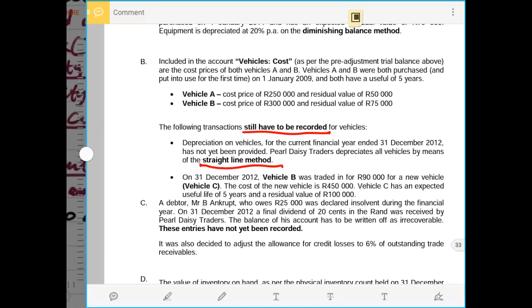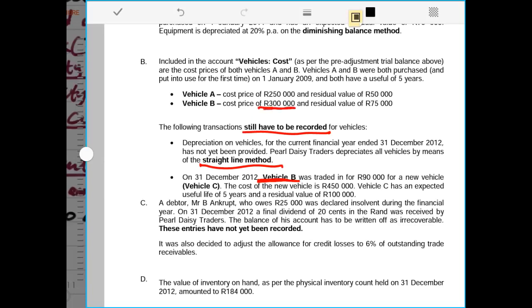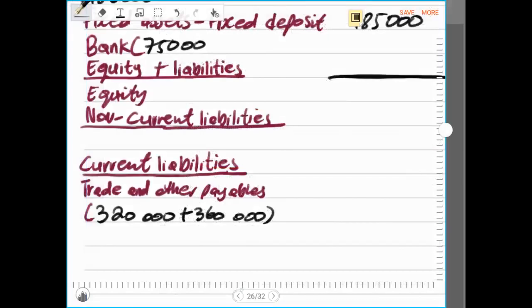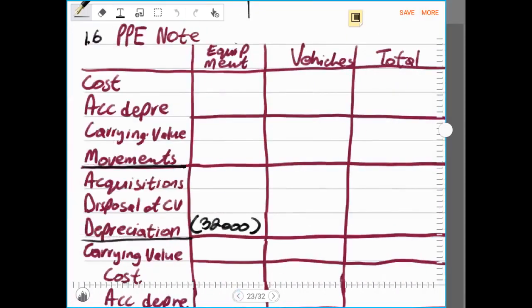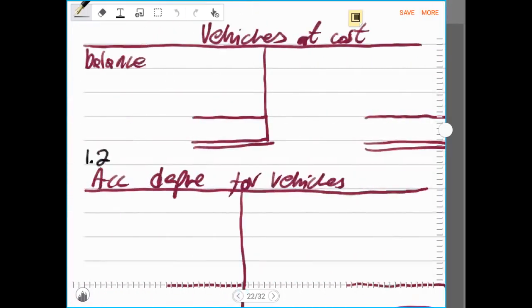So now we have to record this disposal in their respective ledger accounts because this was a disposal of the asset. Remember, the cost of motor vehicle B, which is the vehicle that was disposed, is 300,000 rands. So now let us go to our ledger accounts. We start opening the ledger account for our vehicles. Then we record that information.